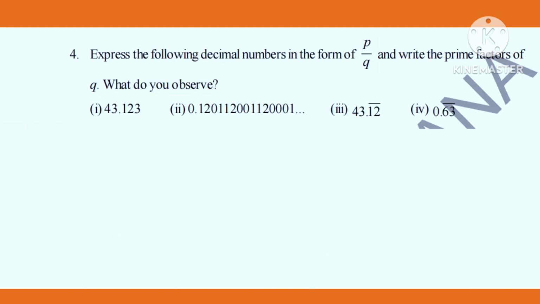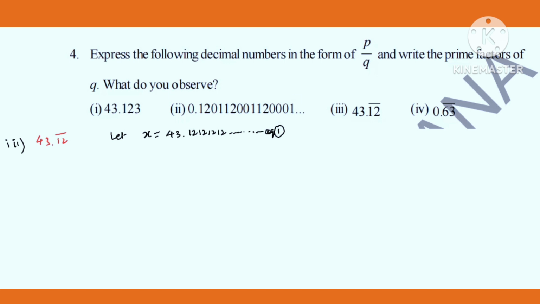So here, first one, we have to take the decimal number 43.12 bar. You have to write it in the form of p by q. First of all, let us assume that as x. Let x equal to 43.1212 and so on. So here this is a repeating decimal, non-terminating recurring or non-terminating repeating decimal. Let us take this as equation number 1.